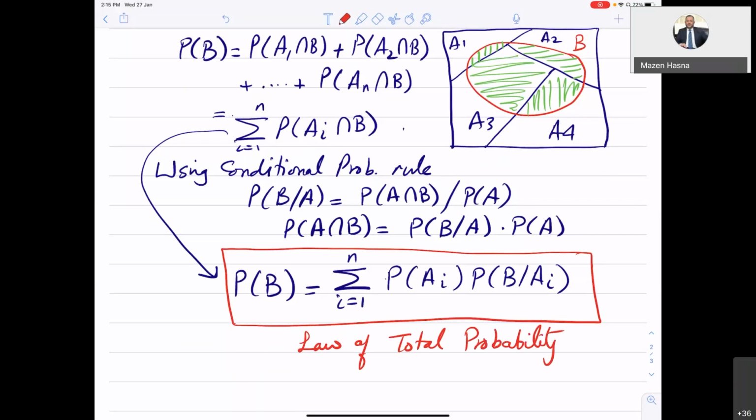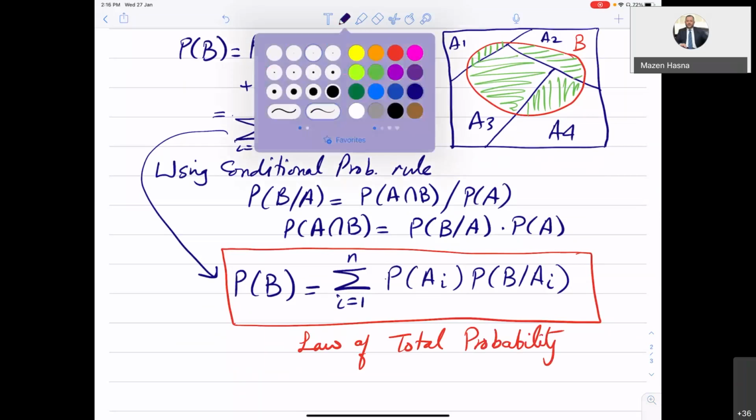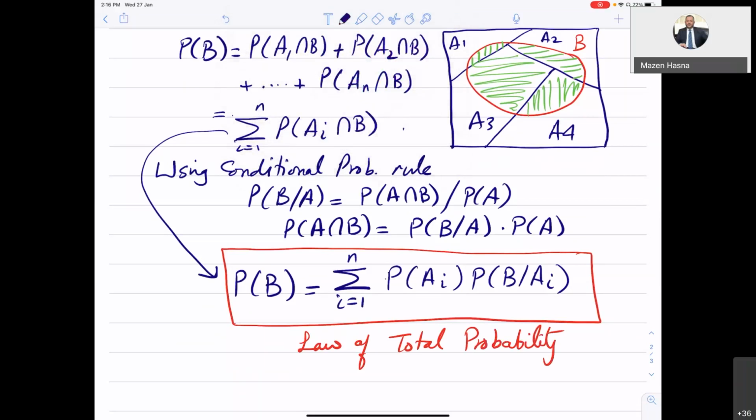So you can always write the probability of an event B as the summation of probability of intersections, and then each intersection you can write as the probability of that partition of the sample space multiplied by the probability of B given that partition. Why is this important?